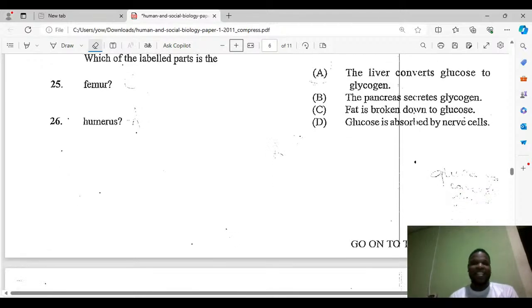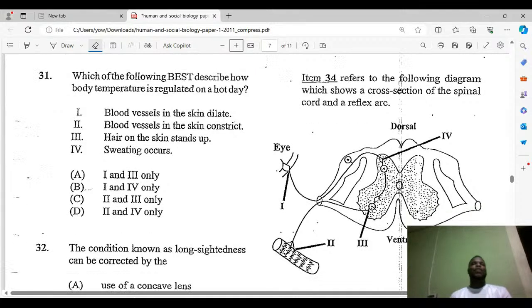Okay, moving on. Question 31. Which of the following best describes, and the best is in big letters, caps, how the body temperature is regulated on a hot day? Is it the blood vessels in the skin dilate? Blood vessels in the skin constrict? Hairs on the skin stand up? Or sweating occurs. So which one of them best describes body temperature regulated on a hot day?